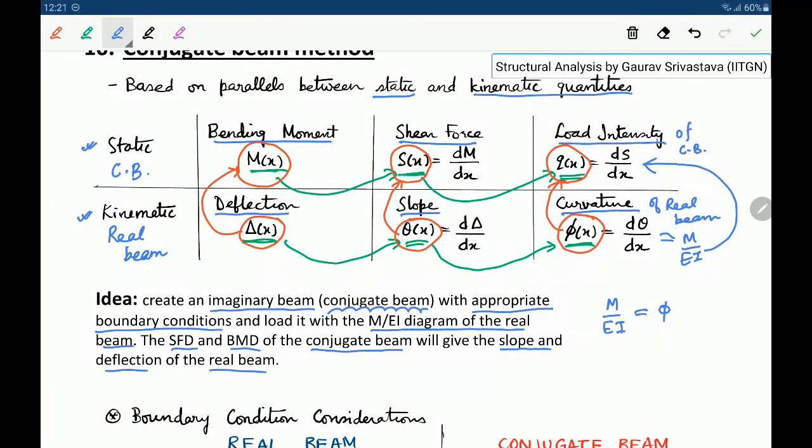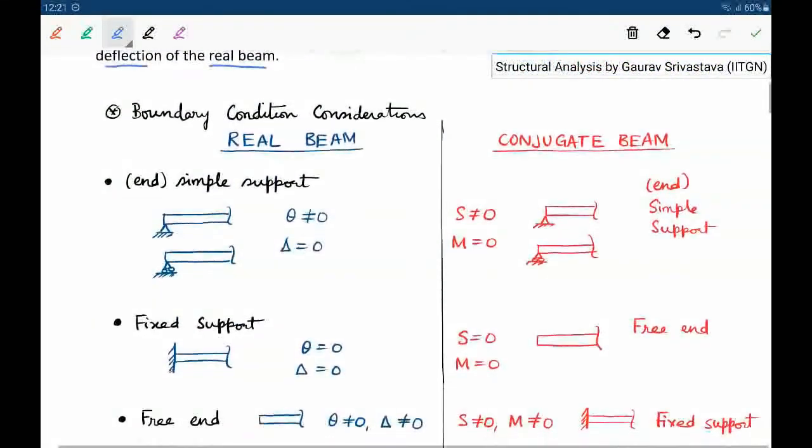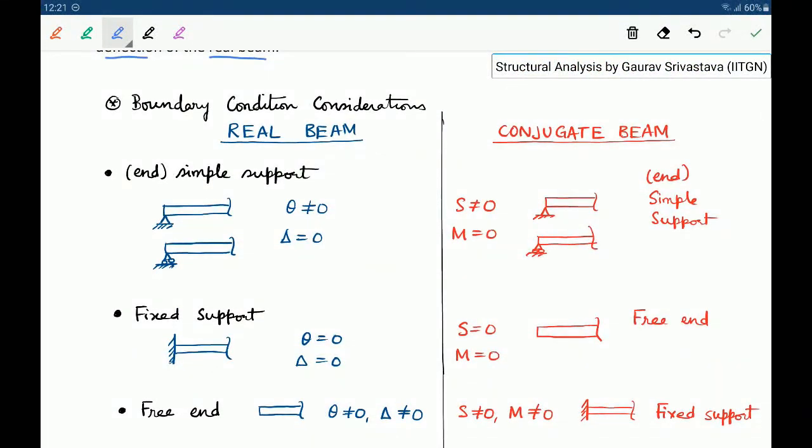One very important thing here is the consideration of the boundary conditions. So let us see a few cases as to how these boundary conditions are considered. On the left here are situations for a real beam, and the right hand side in red color are situations with the conjugate beam. In the real beam, if we have an end simply supported, which means at the end we have a roller or a pin, then for the real beam the slope is not equal to 0, because this can deform. The slope can be non-zero, but the deflection has to be 0, because this is supported.